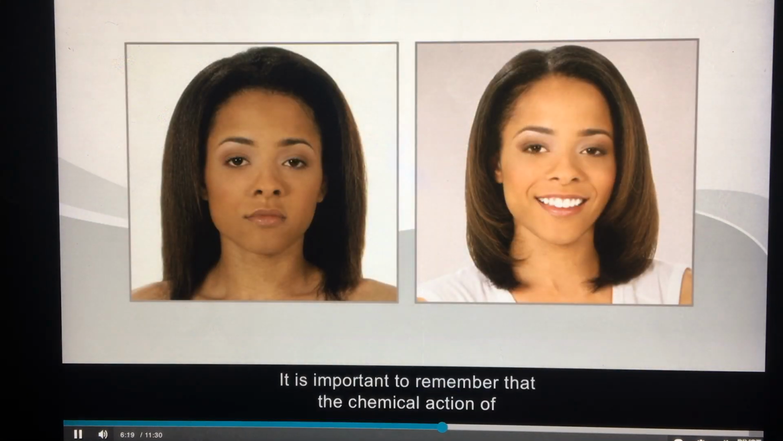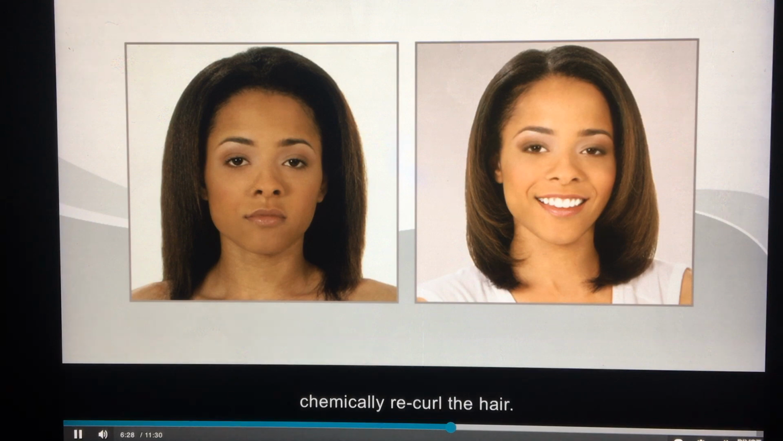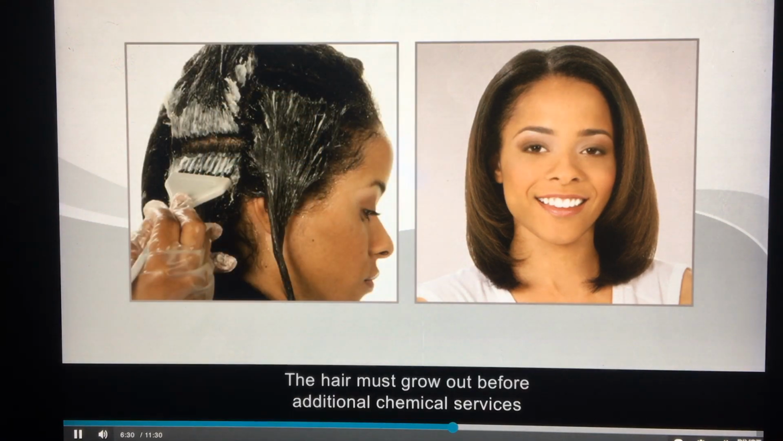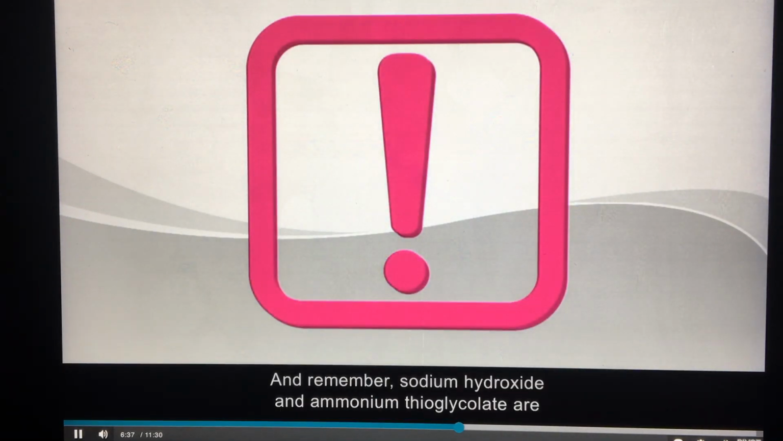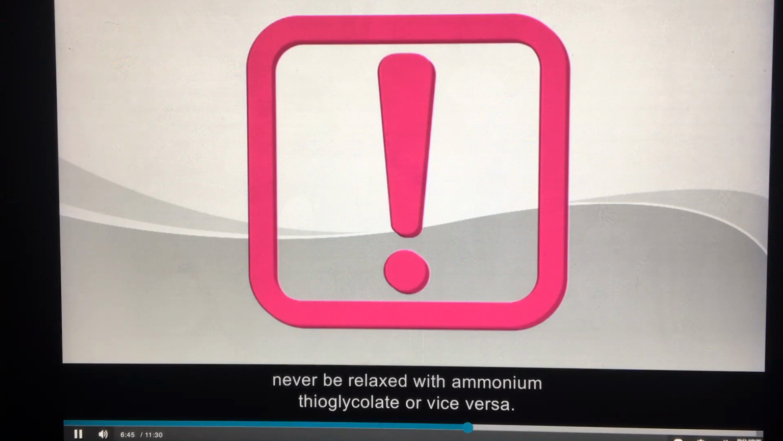It is important to remember that the chemical action of sodium hydroxide on the hair is irreversible, which means that once you remove the curl from the hair, you cannot chemically recurl the hair. The hair must grow out before additional chemical services can be performed. And remember, sodium hydroxide and ammonium thioglycolate are not compatible. Hair that has been relaxed with sodium hydroxide should never be relaxed with ammonium thioglycolate or vice versa. Always read manufacturer's directions for specific instructions.